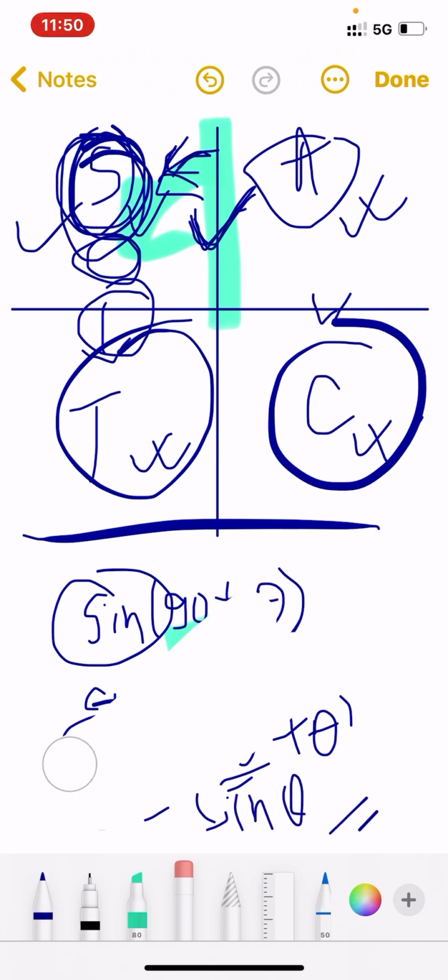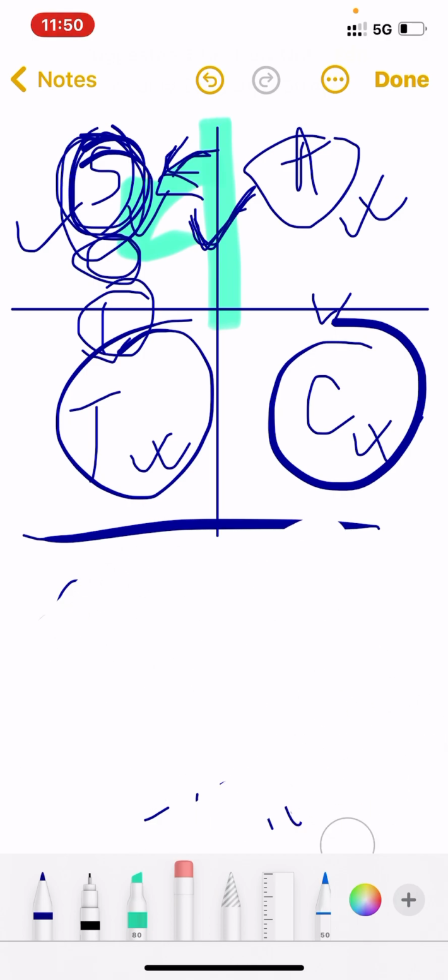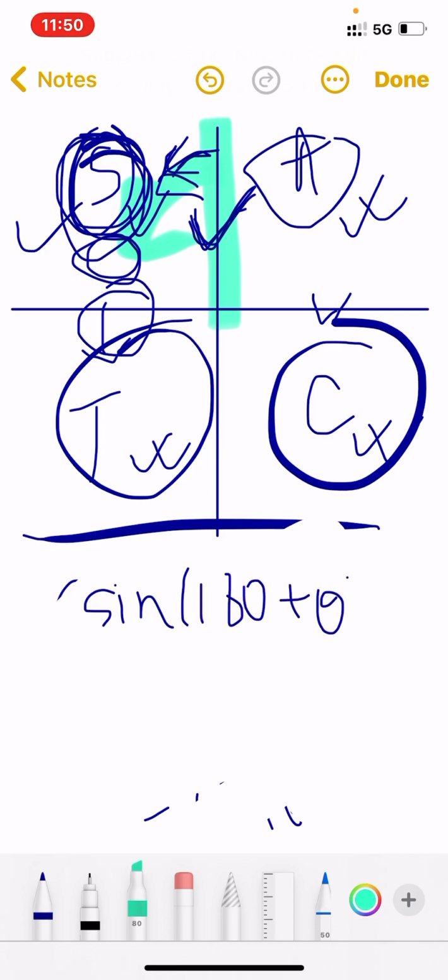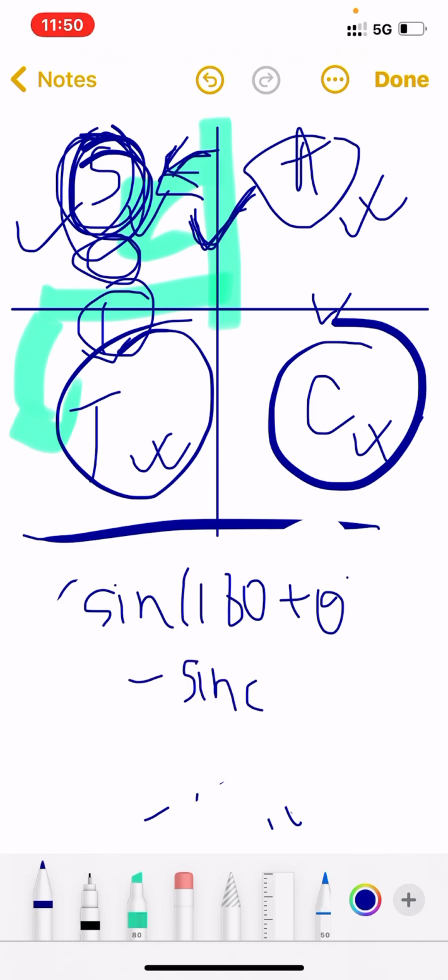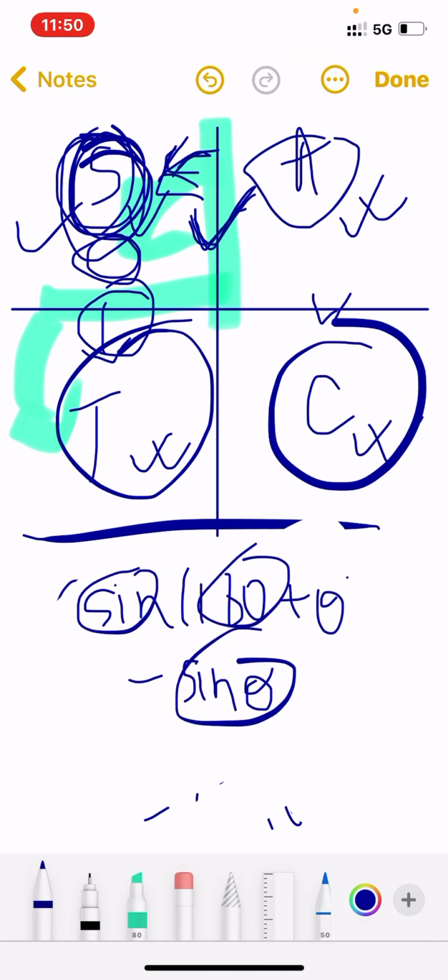Now if we take 180, like we have sine 180 plus theta, we are at this particular point going from this to this. So sine 180 plus theta will be minus of sine theta, because sine is negative in the third quadrant, so it will be minus, and since we have 180, this won't change, this will be sine only. Similarly for cos, and like this it is actually done.